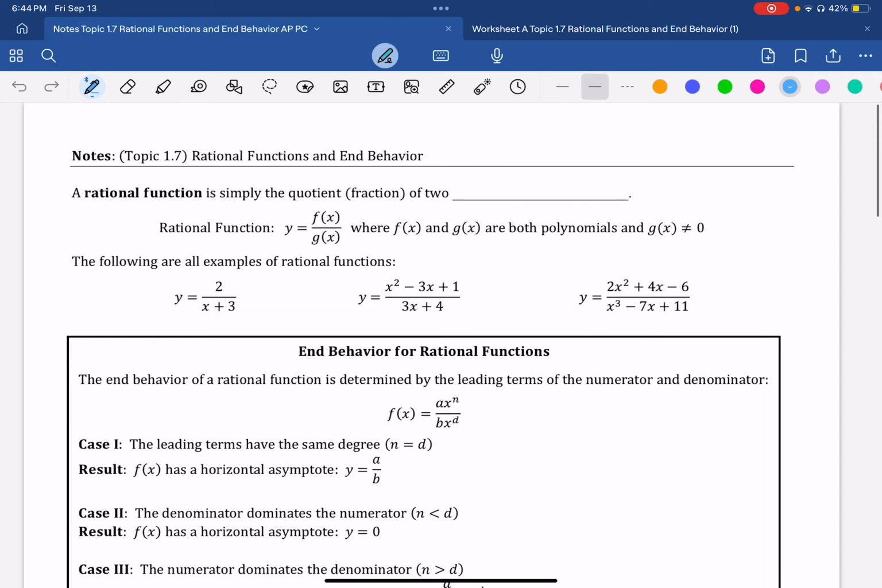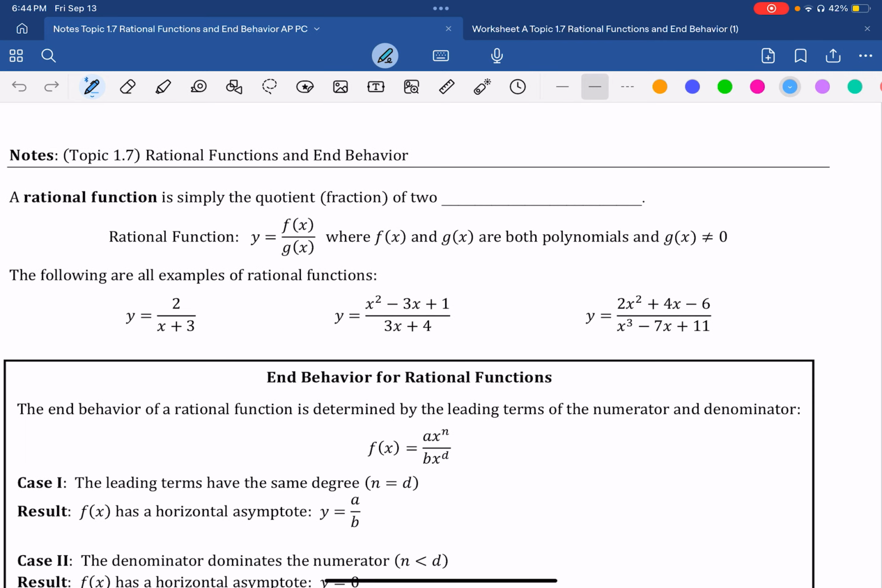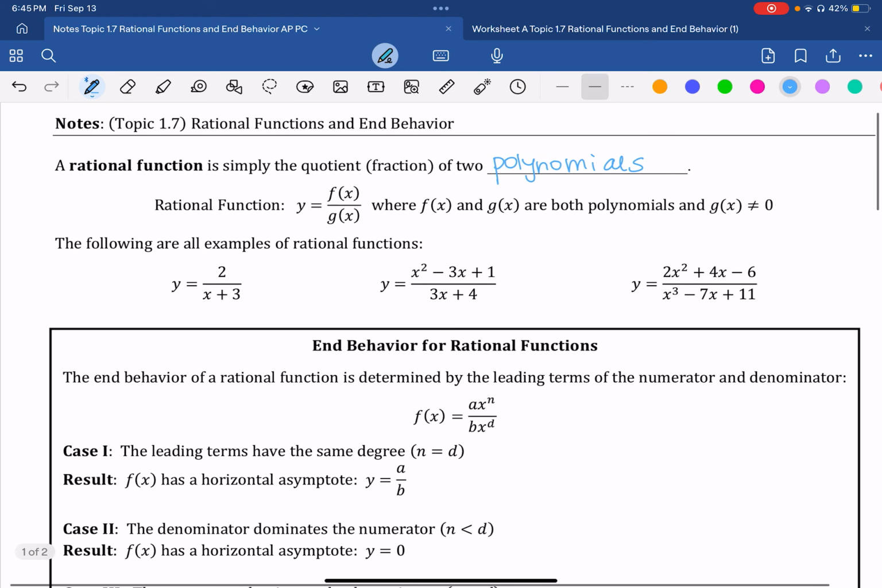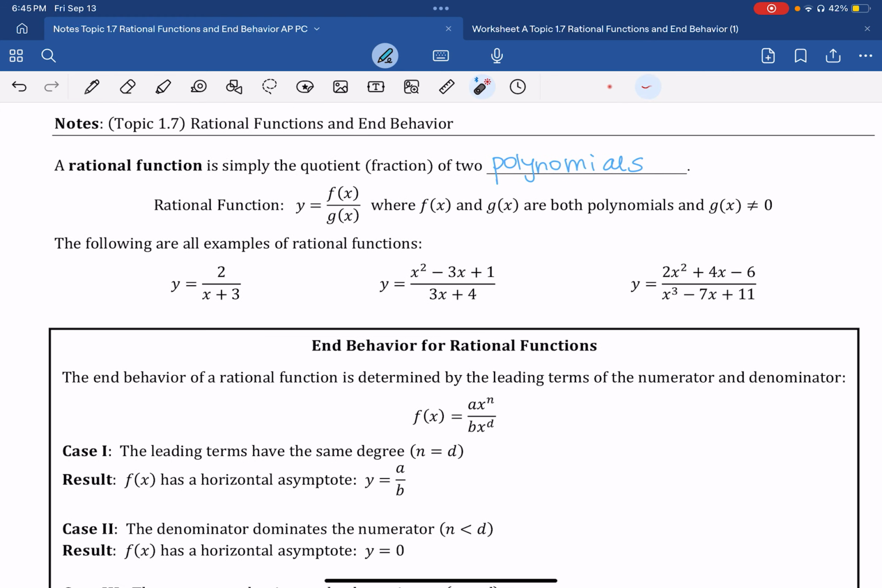A rational function is simply the quotient or the fraction of two polynomials. Remember in the last lesson, we defined a polynomial as an expression that has exponents that are only positive integers and that they're combined with either multiplication, addition, or subtraction. And remember we had excluded division because when you're dividing, that's actually going to become a rational function. So a rational function has y equals f of x divided by g of x, where both f of x and g of x are polynomials.